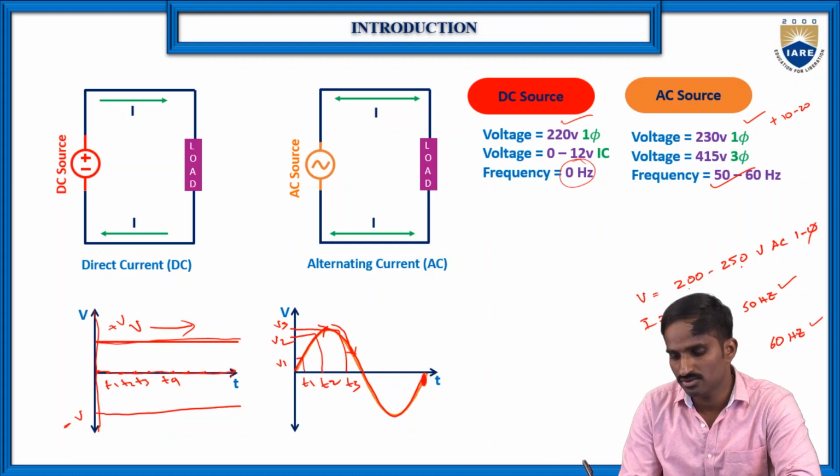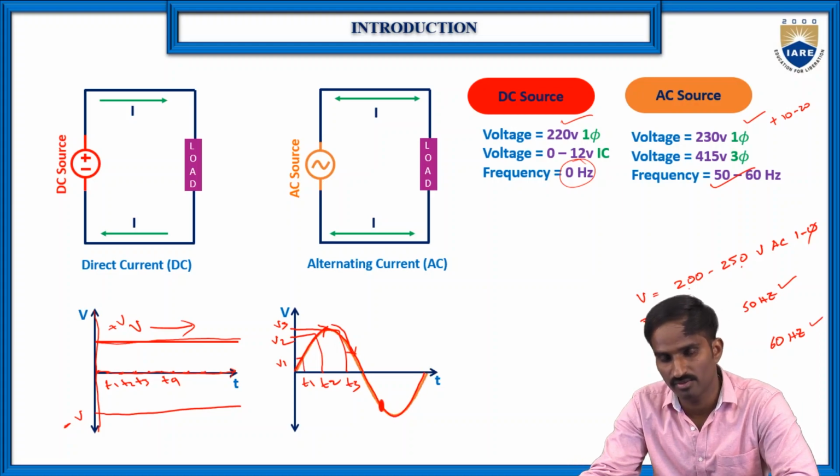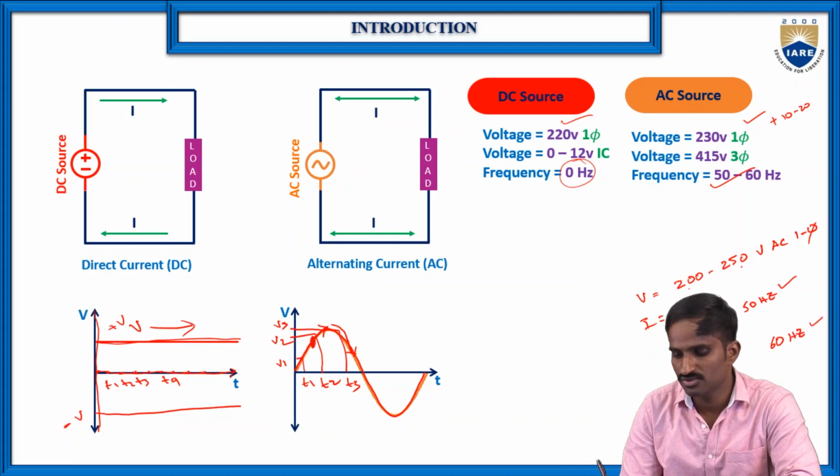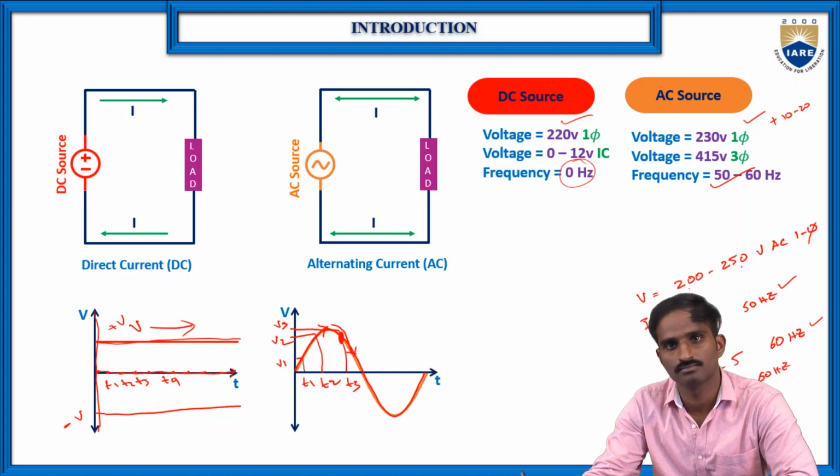In the frequency also, they won't mention a constant frequency, because practically the frequency may or may not be constant every time. So that's why they usually mention some 45 to 55 or 40 to 60 Hz. So this is some basic information about the DC source and AC source.